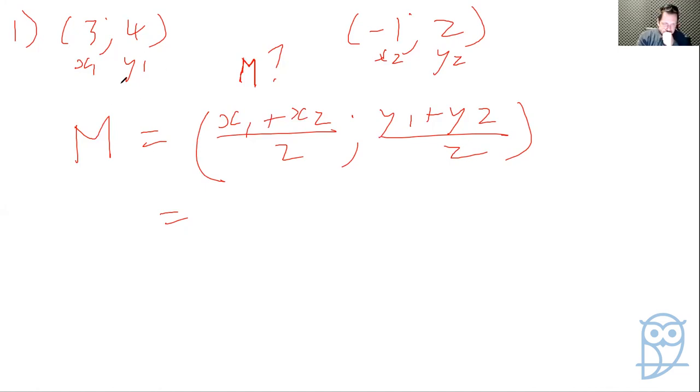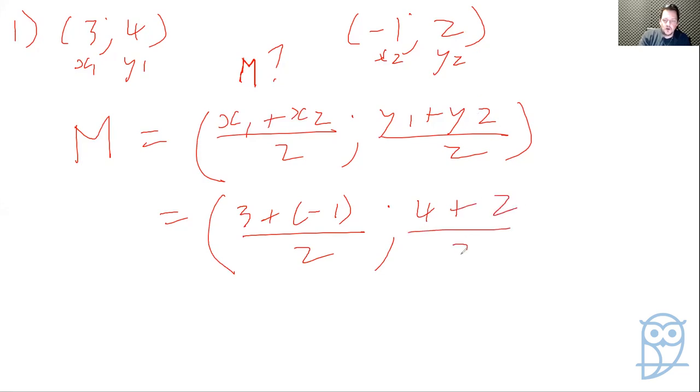When it comes to this formula, not very serious, because you're still just going to be adding them. If it comes to gradients, however, that is when it becomes very, very important, and you can most definitely get the wrong answer because of it. So if we add our coordinates, x1 is 3, x2 is -1, so 3 plus -1 over 2, and y1 is 4, so it's 4 plus y2 is 2, over 2.